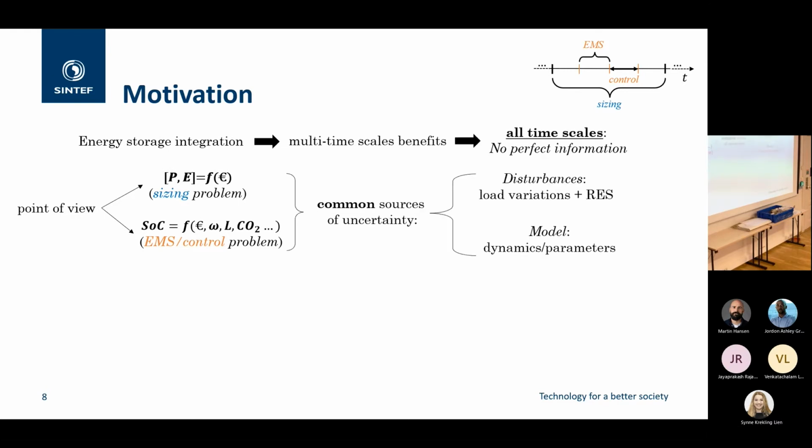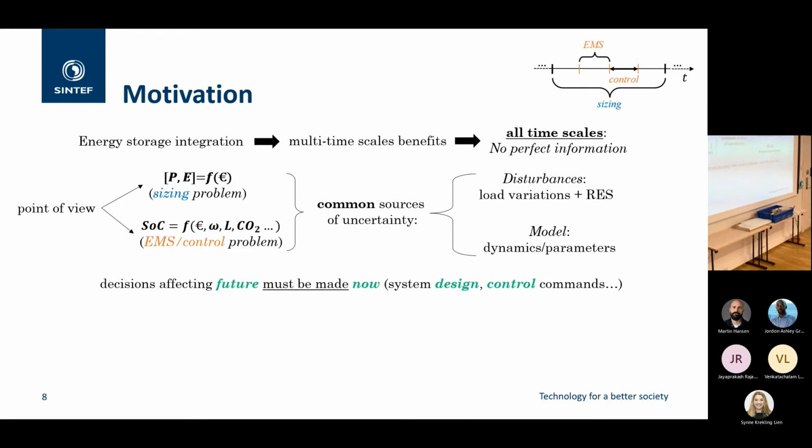What is common to both of these problems is that there are common sources of uncertainty, and we don't have perfect information. That's very true in everything, basically. So what kind of sources of uncertainty do we have? We have the disturbances, like we said earlier: load variations and renewable power injections. And then from the model, we can have unknown dynamics and uncertainty in the parameters. So both share common sources of uncertainty.